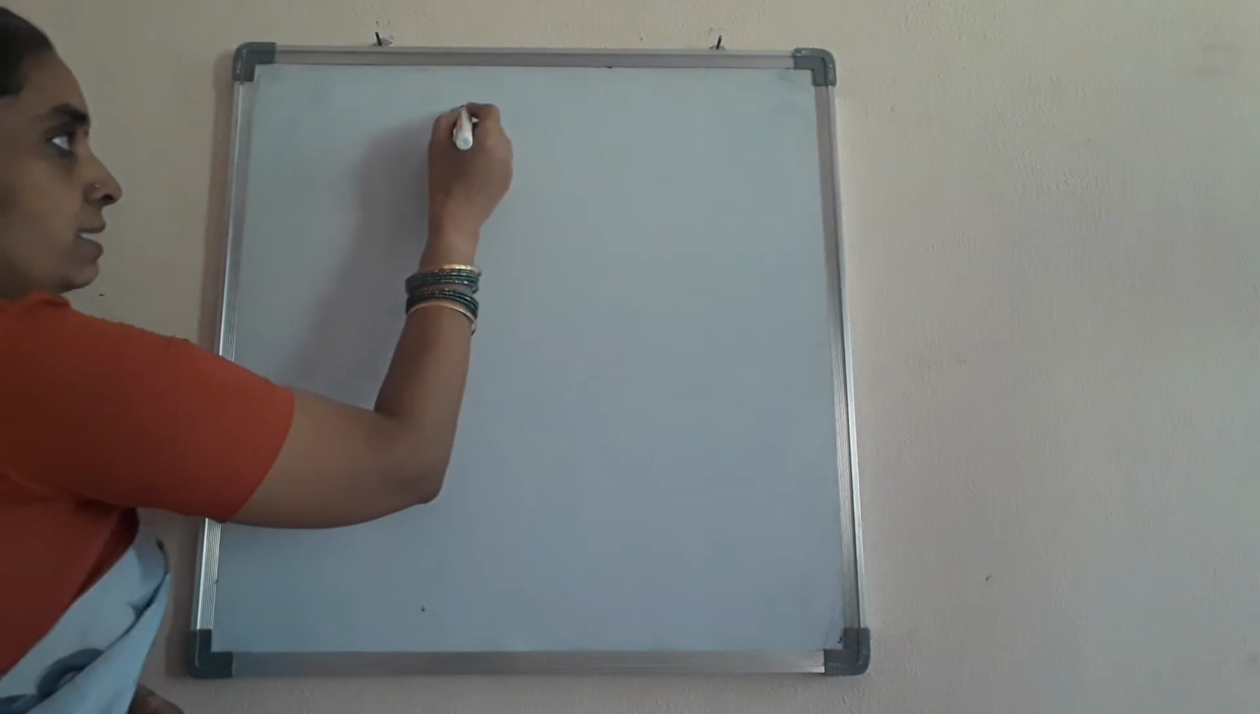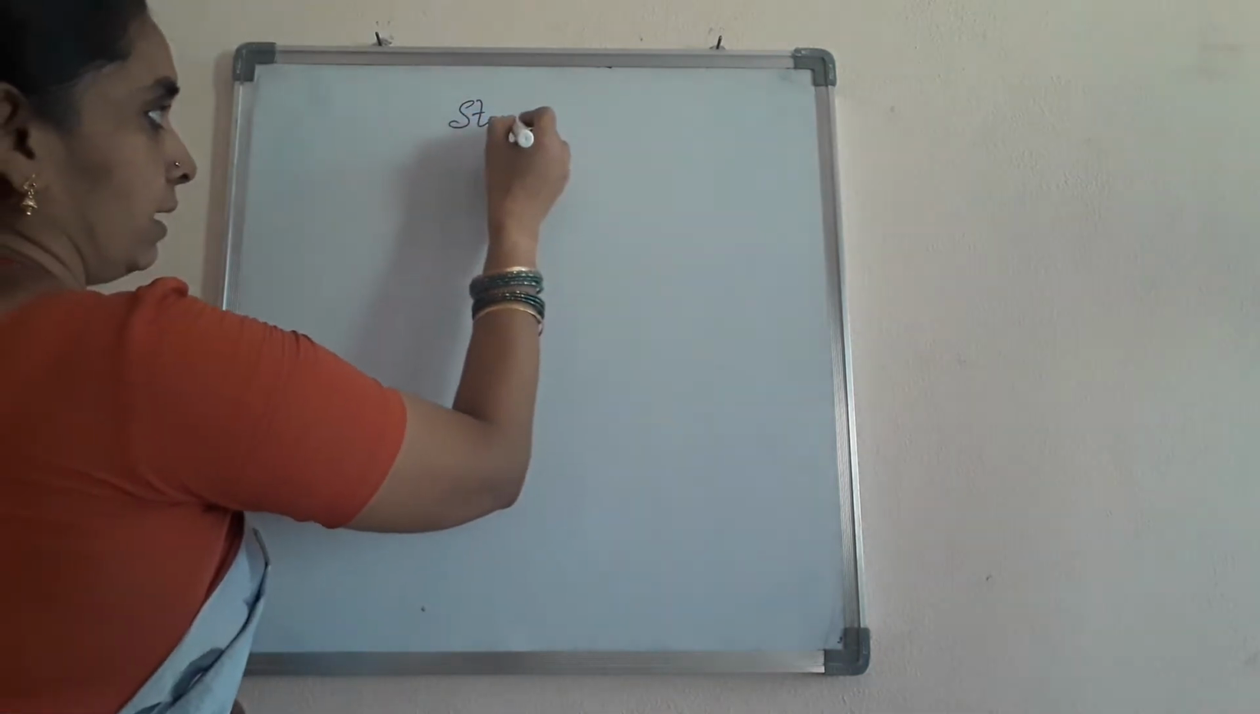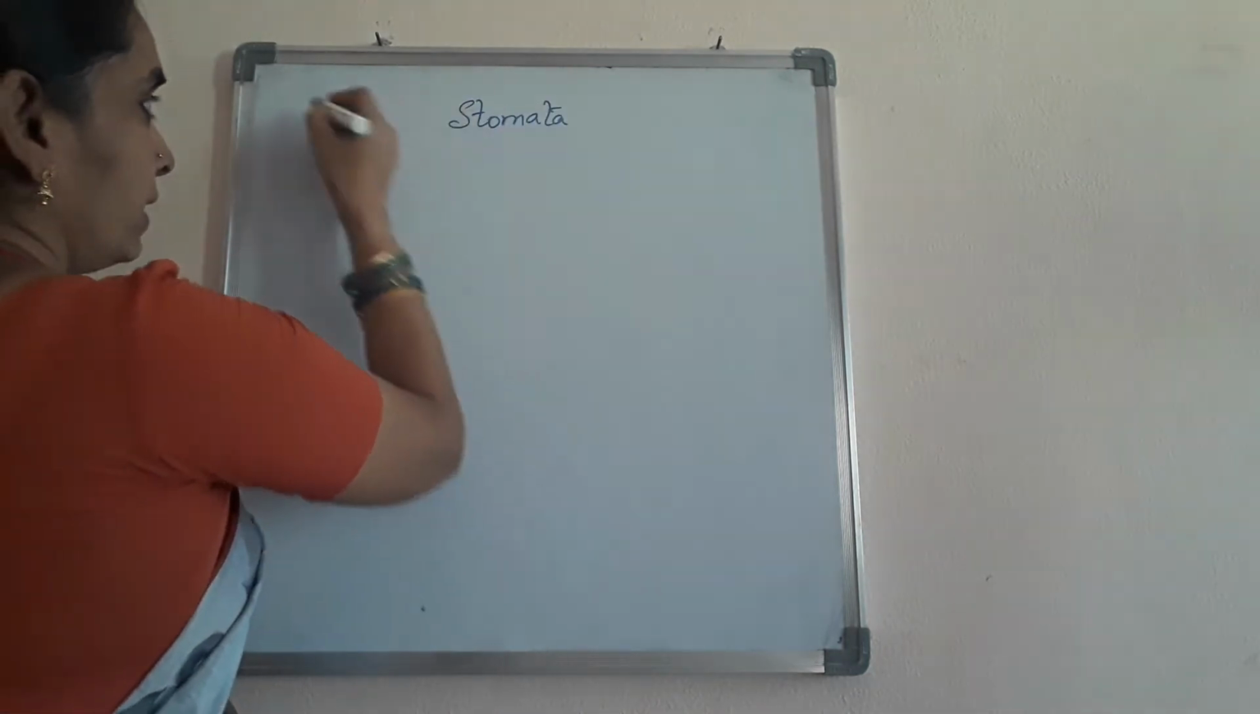If you take this layer and put it under the microscope, you take this part and keep it on the glass slide, put this piece over the glass slide and observe under the microscope, then you can see this type of structure that I am drawing on the board. See here, this is about the stomata. Okay, children?